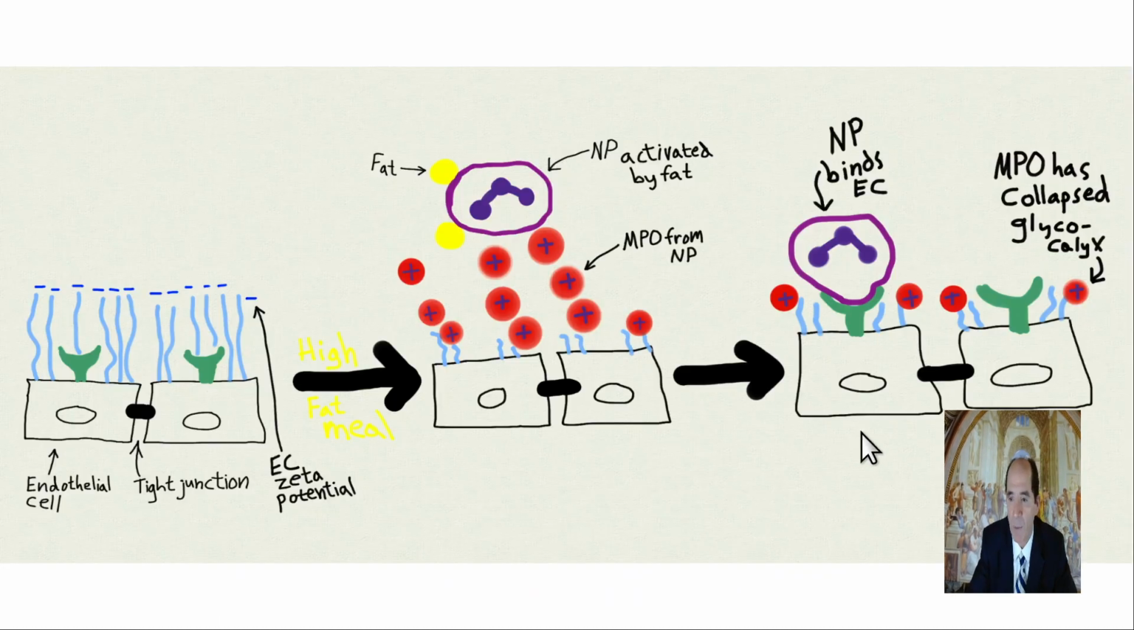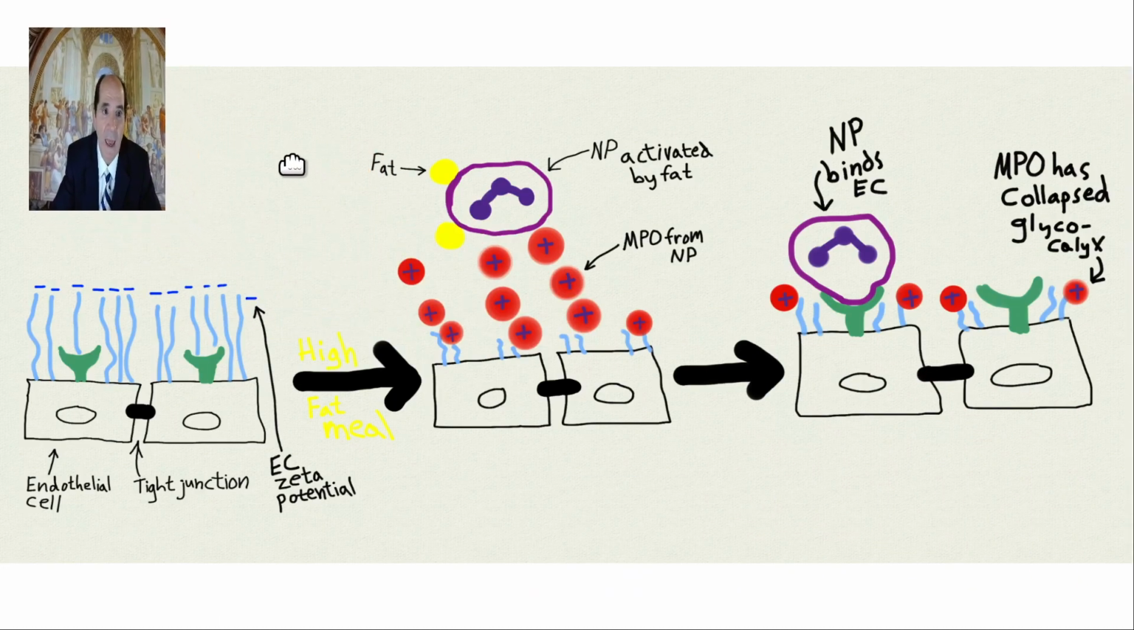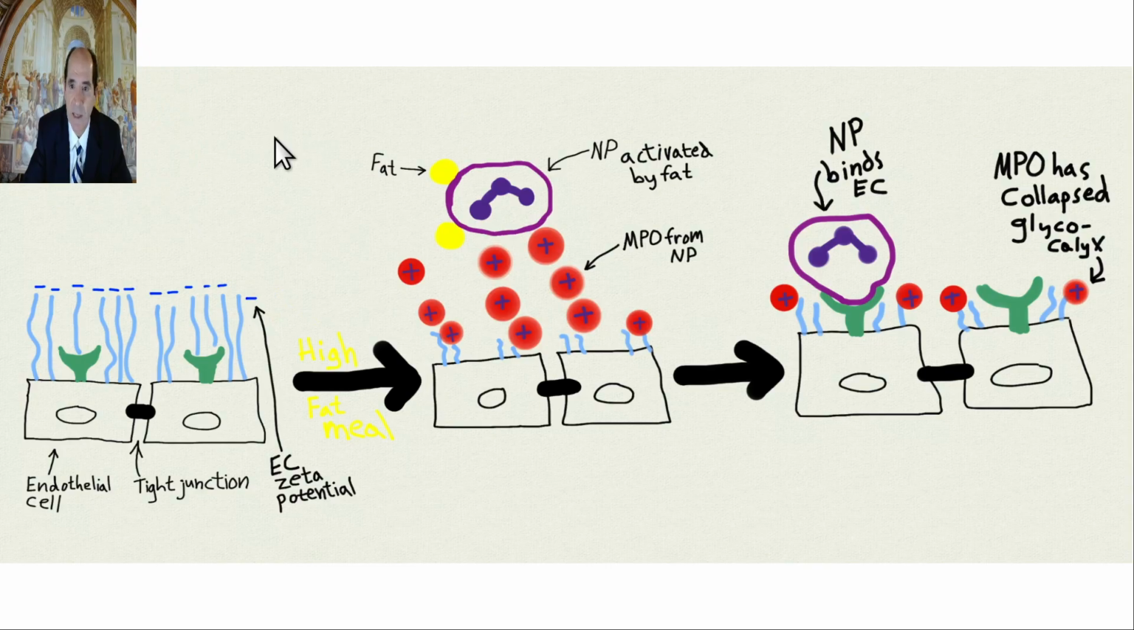Now here's an example. When you eat a high-fat meal, what happens is the fat, like saturated fat for example, will activate your neutrophils. They'll degranulate, release MPO, myeloperoxidase. It's very positively charged, that means cationic as well. The positive charges of the myeloperoxidase, MPO, will bind to the negative charges of the glycocalyx. Zeta potential is the word for negative charge, and they will cause it to collapse down.